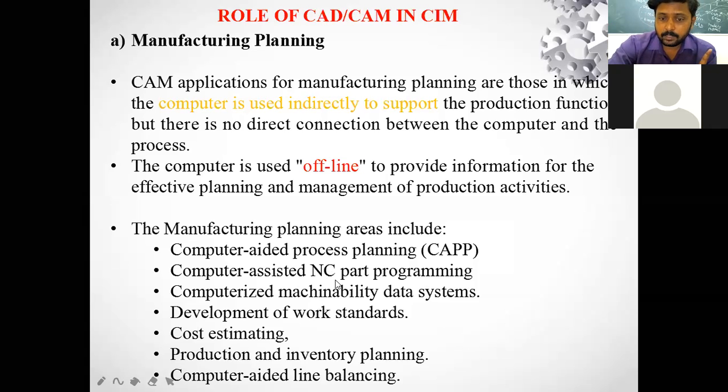Then computer assisted NC part programming, computerized machinability data system, development of work standard, cost estimation, production and inventory planning, computer aided line balance. What are these areas? These 6-7 areas are to be considered while manufacturing planning, that we are going to discuss in later part.